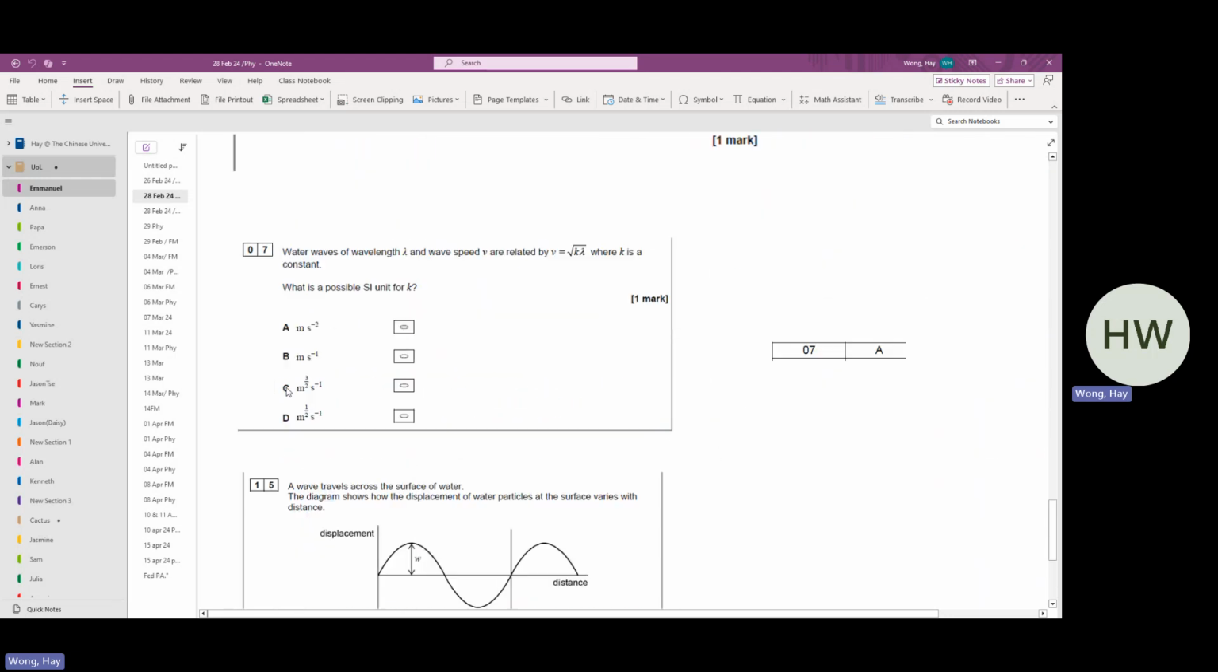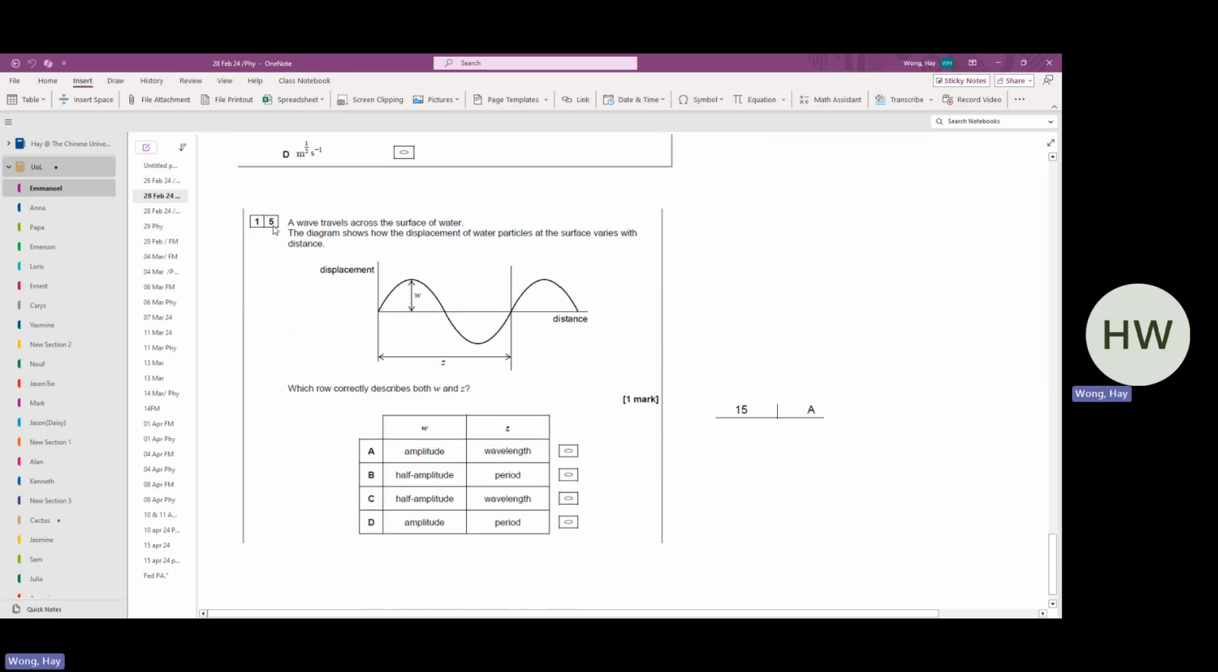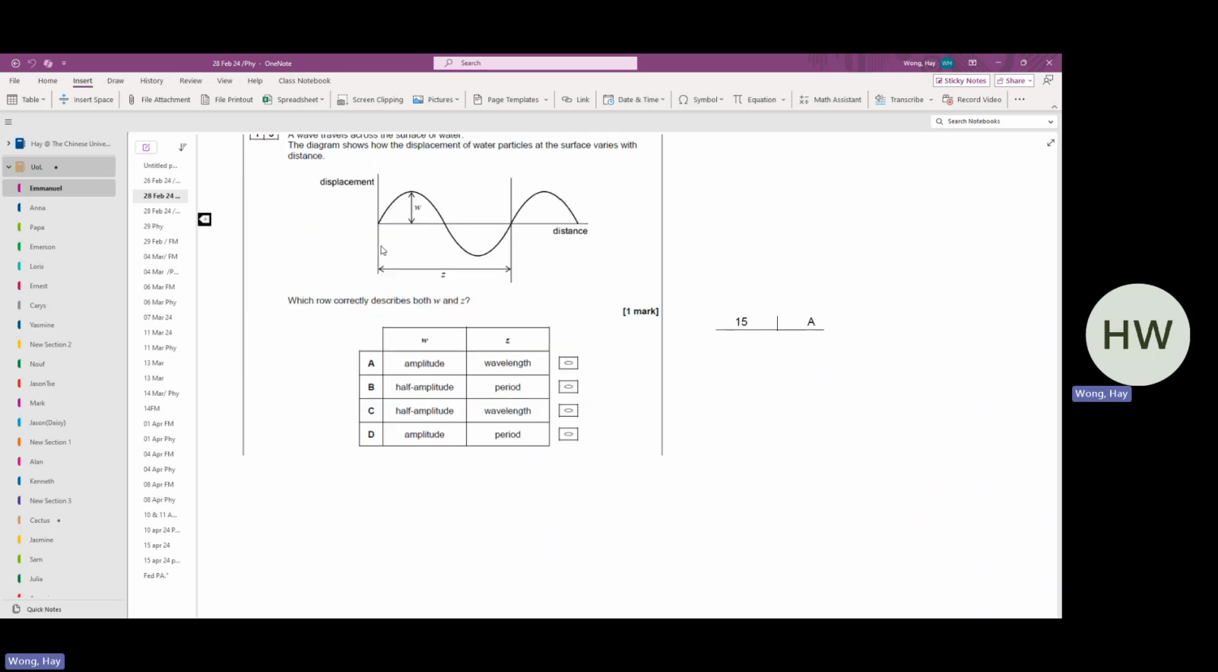In GCSE or A levels, knowing the units is important, so make sure that we don't mess up the suitable SI unit for this constant. Question 15 is a very typical question regarding definitions. So apart from calculations, the conceptual understanding is important as well.